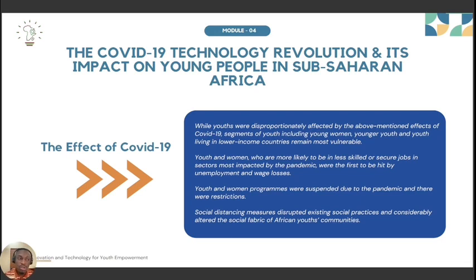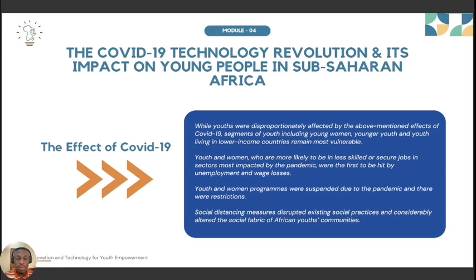Those that were doing menial jobs, those that were doing jobs where they were not very key in the structure of the organization were let go, while some whose jobs required physical presence and could not be done remotely, because there was no technology to enable them to work remotely, also lost their jobs. So youth and women programs also were suspended because there was restriction of gathering. Due to the pandemic, and also social distancing measures, existing social practices were disrupted and the social fabric of African youth communities was considerably altered. So a lot of things happened during that period.